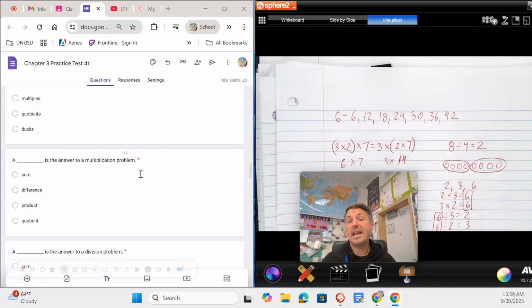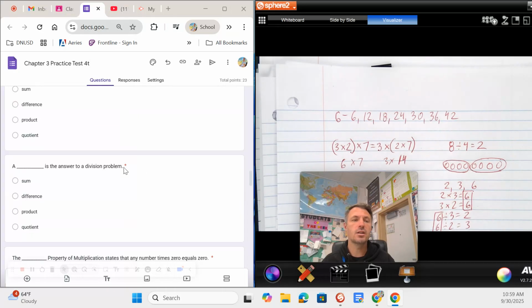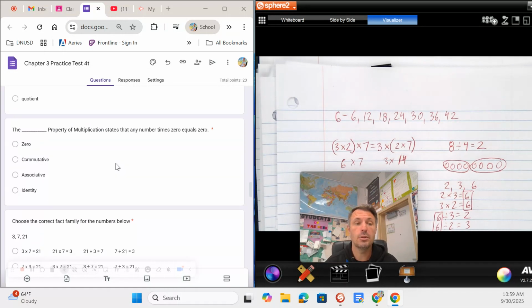A blank is the answer to a multiplication problem. That's the product. So factor times factor equals product. A blank is the answer to a division problem. That's the quotient. A quotient is the answer to a division problem.